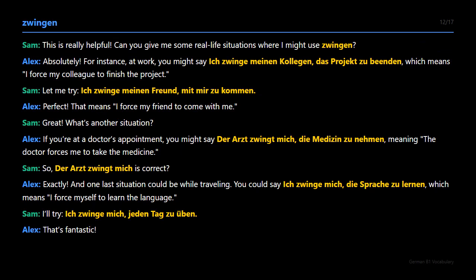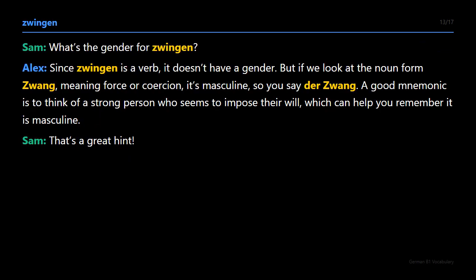That's fantastic. What's the gender for zwingen? Since zwingen is a verb, it doesn't have a gender. But if we look at the noun form, Zwang, meaning force or coercion, it's masculine, so you say, der Zwang. A good mnemonic is to think of a strong person who seems to impose their will, which can help you remember it is masculine. That's a great hint.